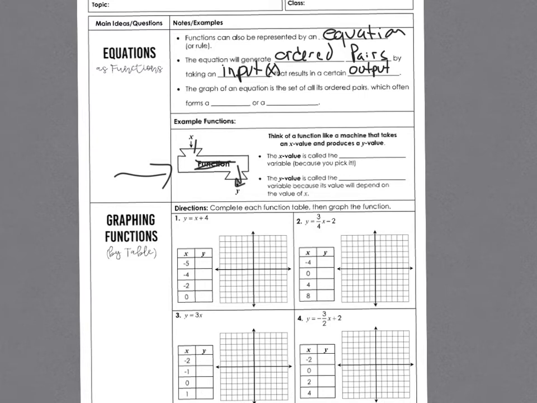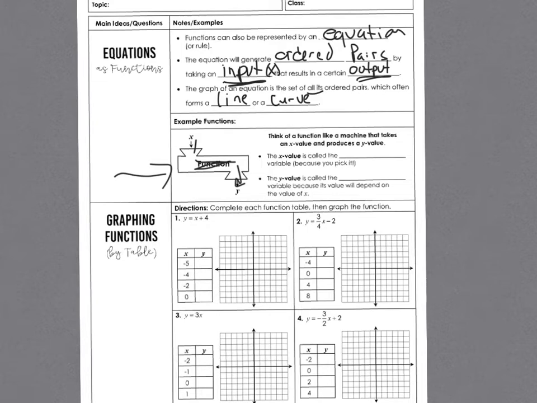Okay, so if I have 2 variables and I know what one of them is, I can find out what the other value is. All right, the graph of an equation is the set of all its ordered pairs, which often forms a line or a curve. Okay, and we're going to look at those different types of equations the rest of this year. We're going to look at linear, quadratic, exponential, absolute value, square root. So we got a lot to cover.